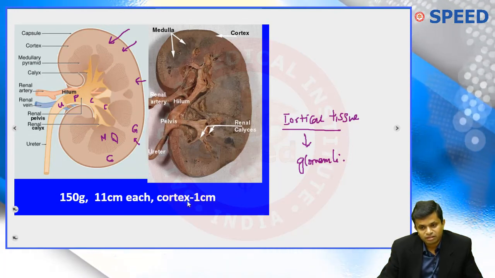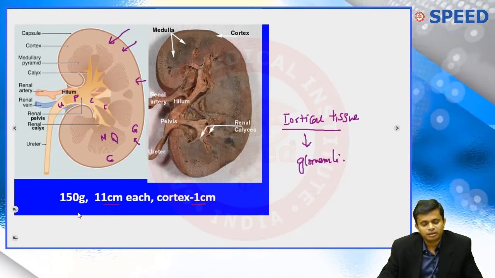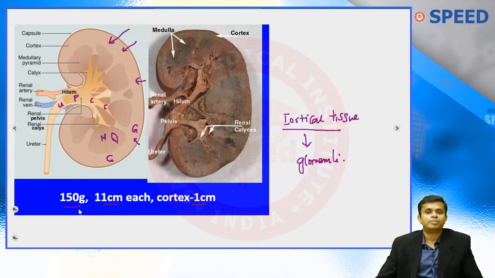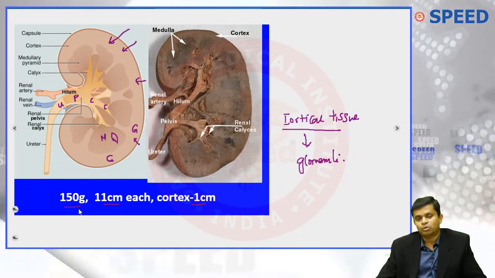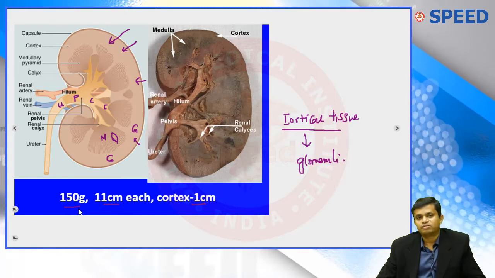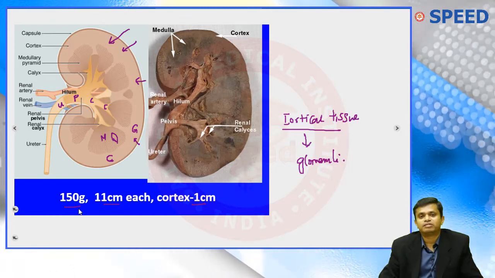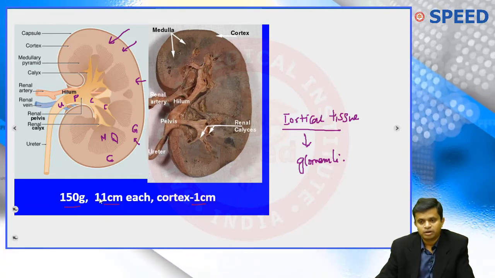Now, cortex is roughly 1 centimeter in thickness, and the kidney measures 11 centimeters in maximum dimension and weighs 150 grams, just like the spleen, 150 grams. So, you need to know these normal dimensions. If somebody says the kidney is only 6 centimeters, and both are symmetrical in size, I can understand it's a symmetrically shrunken kidney. That is what I can understand for chronic glomerular disease. So, understand the normal size and normal weight of your kidney.